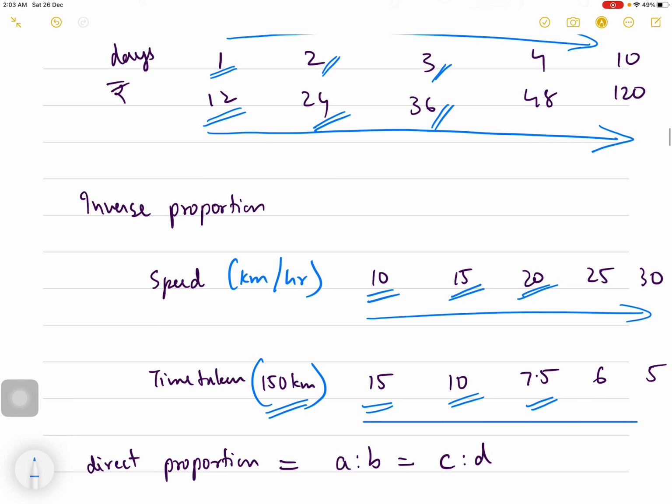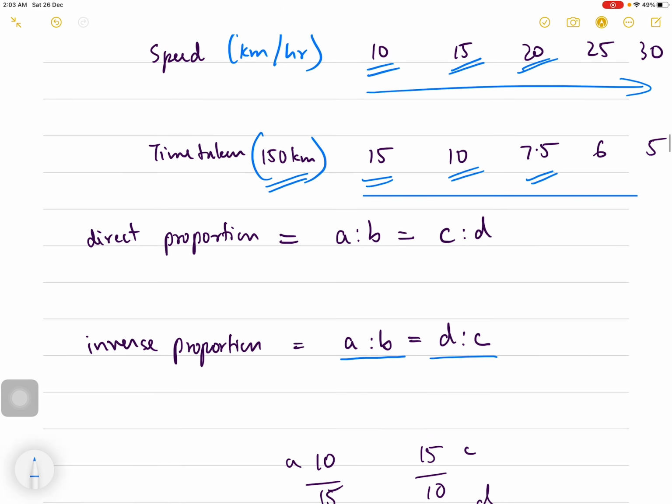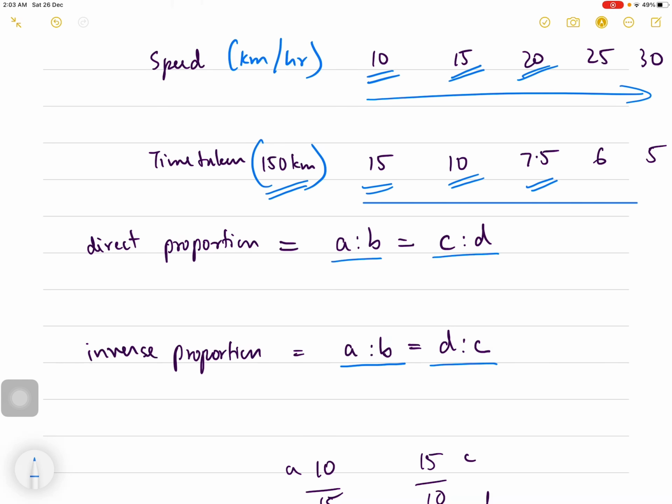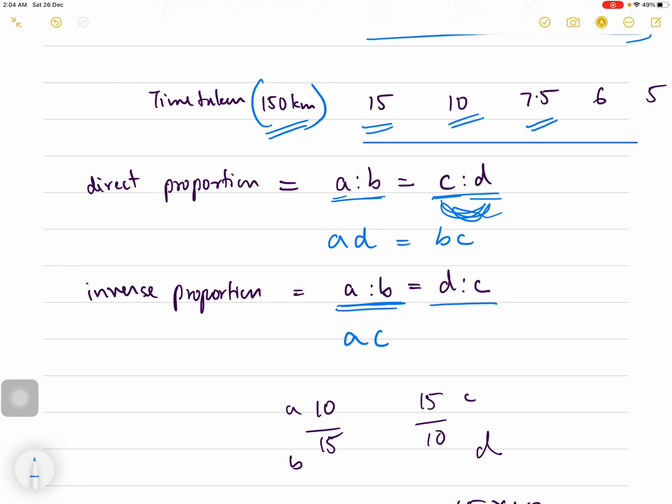In that case, in inverse proportion, A is to B is equal to D is to C. In direct proportion, A is to B is equal to C is to D. So A, B, C, D. In case of inverse proportion, you reverse C and D. In direct proportion, A into D is equal to B into C. But in case of inverse proportion, A into C is equal to B into D. So that is the difference.